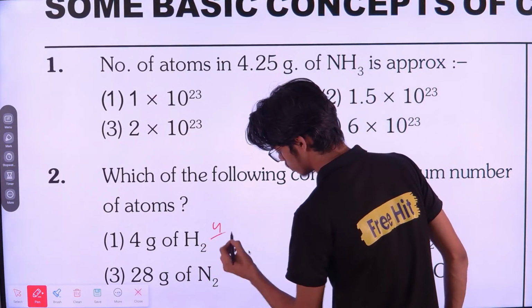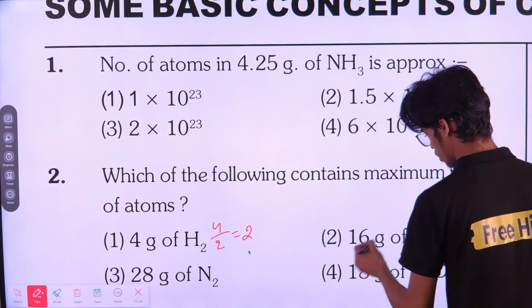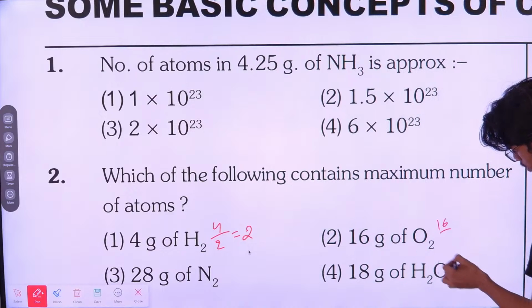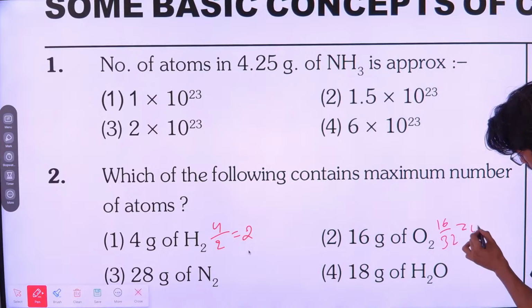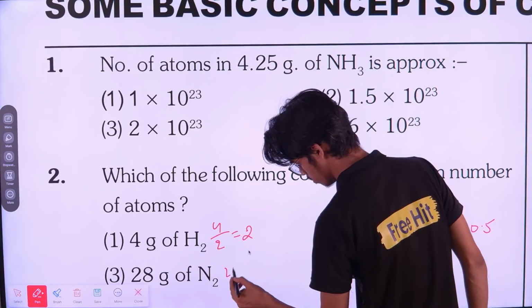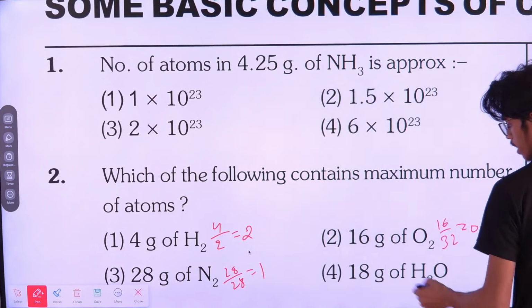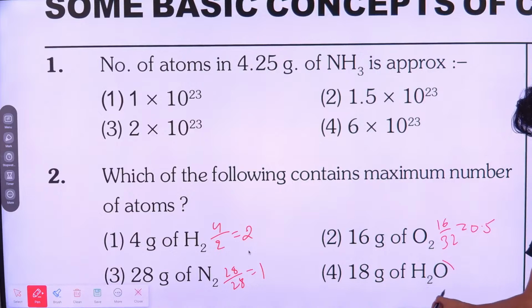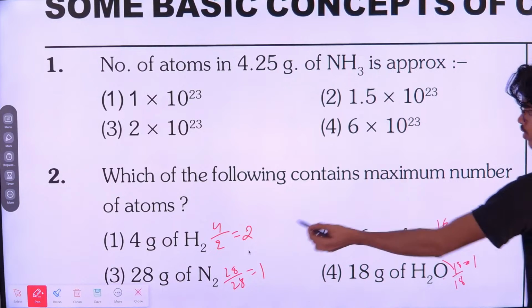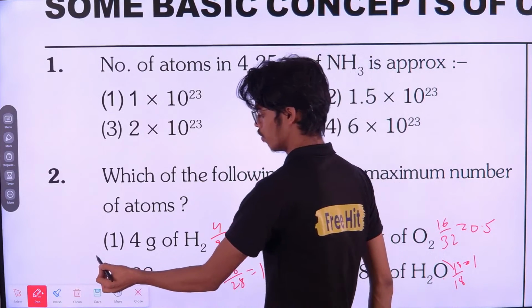So given mass upon molar mass of hydrogen is 2. Answer 2. Given mass 16. What is the molar mass of oxygen? 32. Answer is 0.5. Given mass is 28. Molar mass of N2 is again 28, right? Now, given mass is 18. Molar mass of water is 16, 17, 18. So 18. 1.5 is 2. So this is the max number of moles, highest number of moles. So highest number of particles will be in the 4 gram of hydrogen.